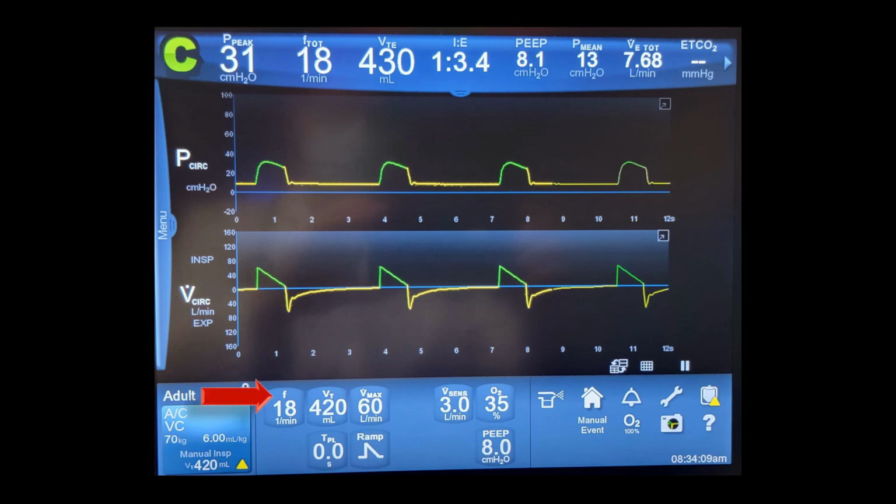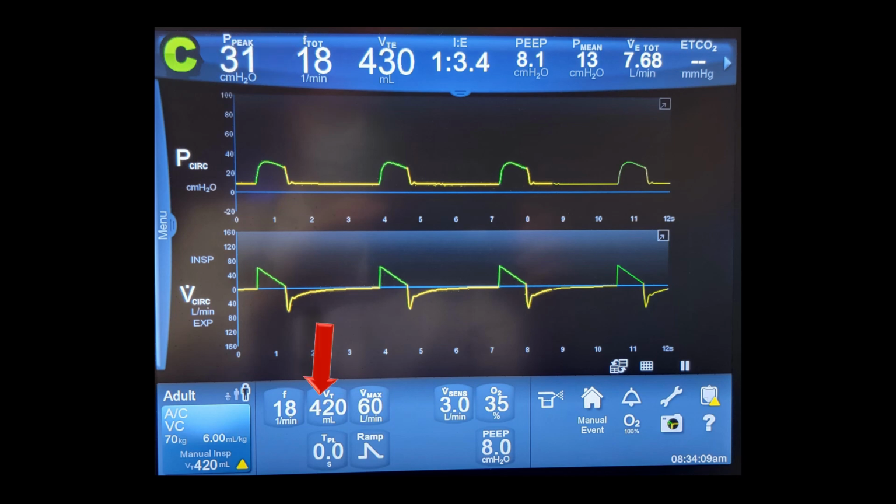Next, we have respiratory rate, or F for frequency. This is set to 18 breaths per minute, and we can see the actual respiratory rate of the patient is also 18. Patients on assist control are allowed to breathe over the ventilator if they're agitated, if they're febrile, if they're in pain. Sometimes the respiratory rate will be higher than the set rate.